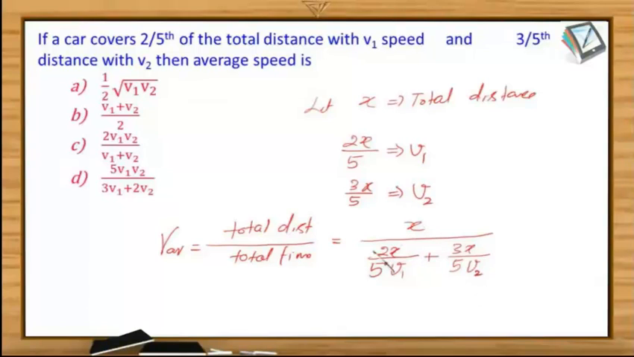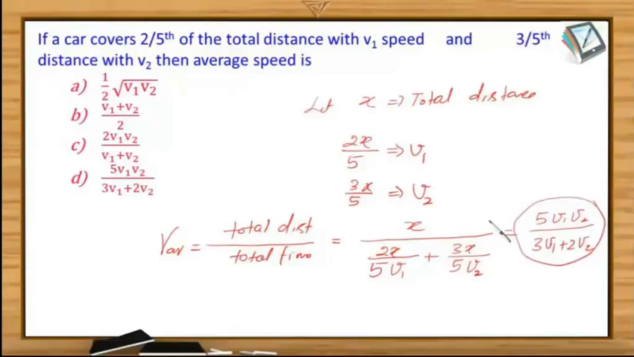Alright, so here it is x upon total time, because 2x by 5 distance is covered with speed v1, so time taken is distance upon speed. So there are two different speeds, but in their intervals these speeds remain constant. So for the overall journey we can find the average speed, so that you can easily calculate. So it is, I think, 5 v1 v2 divided by 3 v1 plus 2 v2. So this is the average speed of this particle.